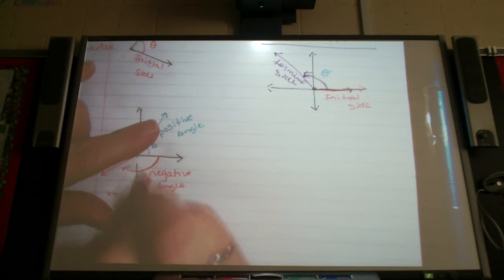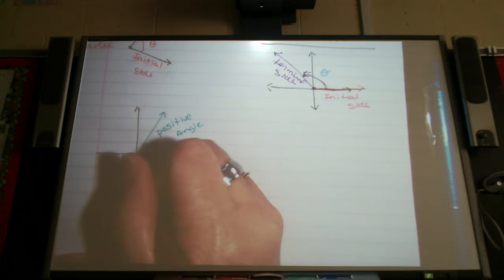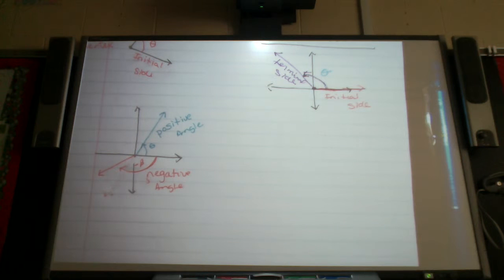So like this angle here would be a negative. I'm just going to use a B to represent it because I can't use negative alpha because they're not the same size.